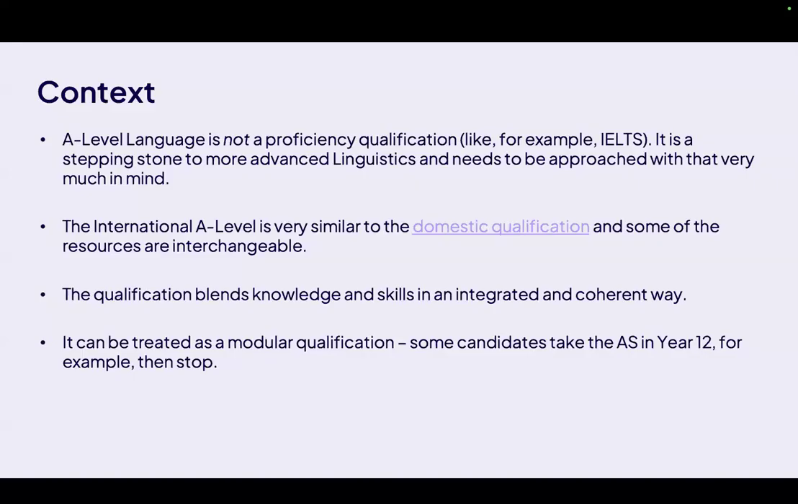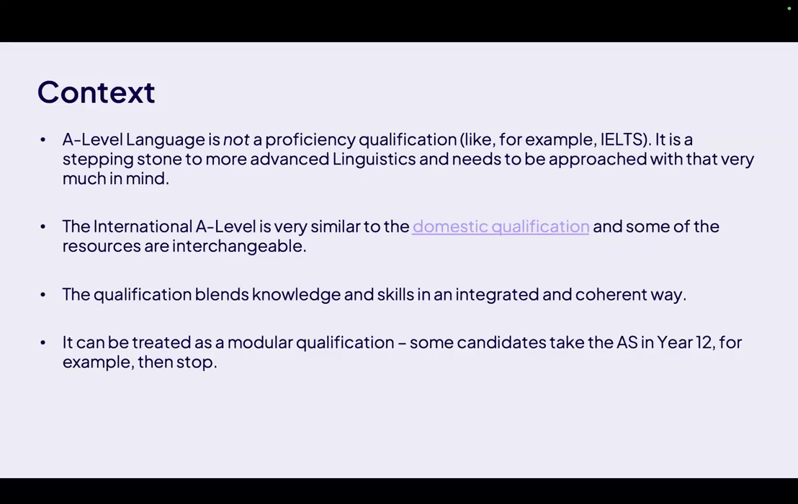It can be treated as a modular qualification. One of the slides later on in the presentation will go over this in more detail. But for example, some candidates can take the AS level in year 12 and then stop. The AS is the advanced subsidiary, and that is units 1 and 2, or papers 1 and 2, or sometimes it's called components 1 and 2. It's all the same. I tend to keep to papers 1 and 2, 3 and 4, because it makes it quite obvious what I'm talking about when I use the word paper.